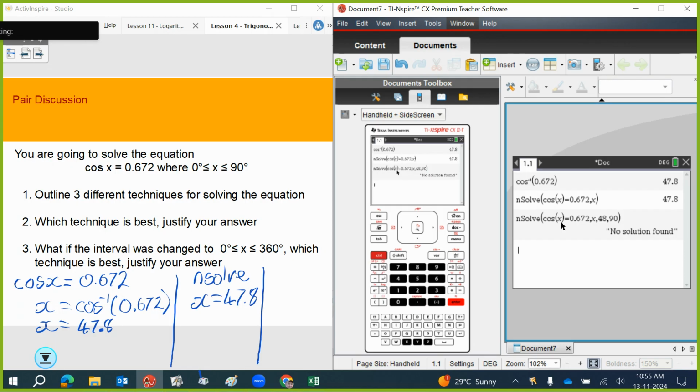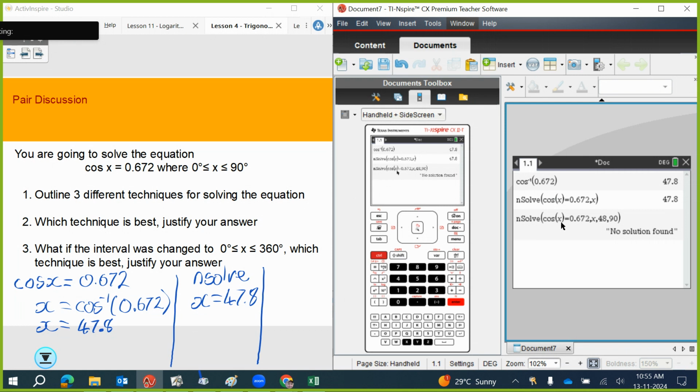What is the advantage of NSolve here for us? We can put the range we want. We could get more than one solution if there are more than one solution. Our third technique, did anyone come up with a third strategy? We've actually seen another strategy that I've not used today, that we've seen for solving equations.